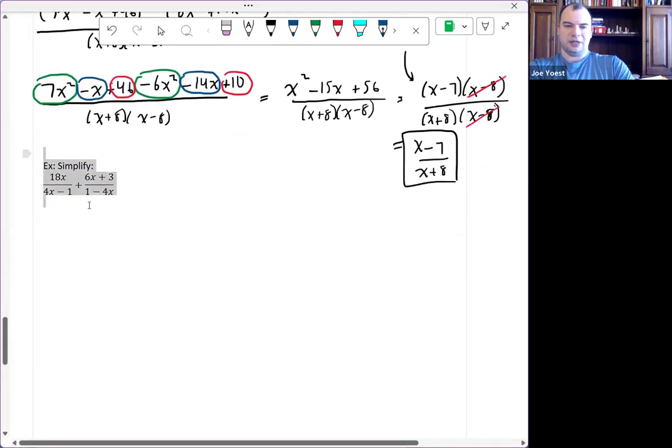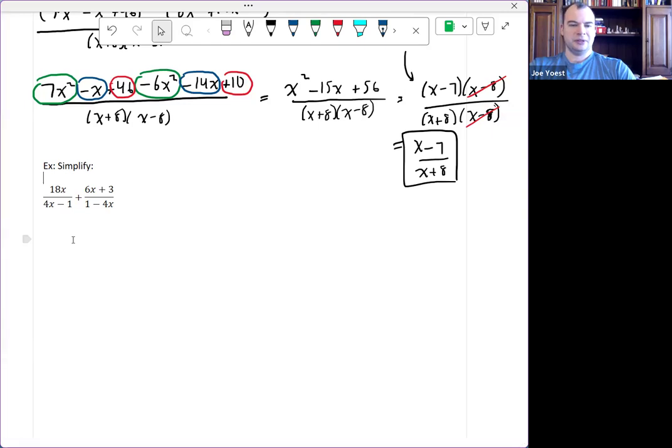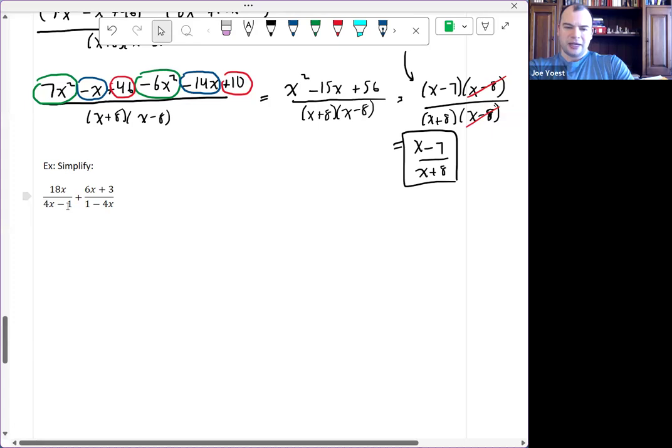So let's look at an example like this one here. Let's try to simplify 18x over 4x minus 1 plus 6x plus 3 over 1 minus 4x. Now we do see that these are two rational expressions being added together, but they don't have exactly the same denominator. One is 4x minus 1, the other is 1 minus 4x.